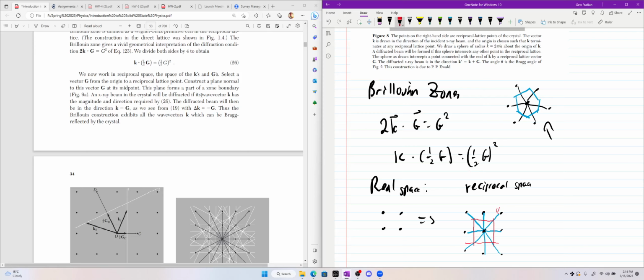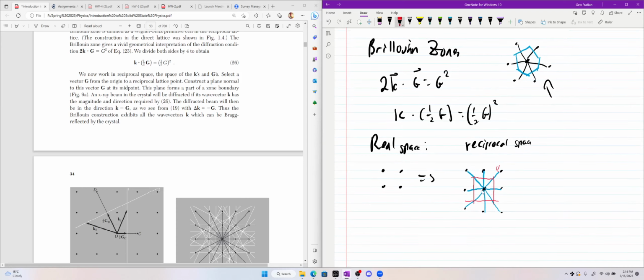But anyways, we want to construct a plane normal to this vector g at its midpoint. Well, we're in 2 dimensions, so we can't do that, but in 3 dimensions you'd construct a plane, and that forms part of a zone boundary.